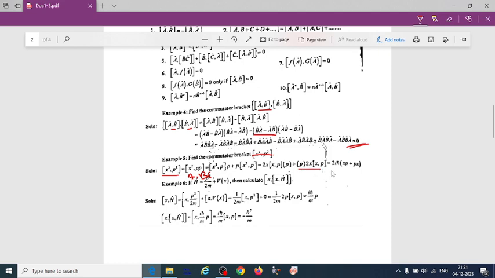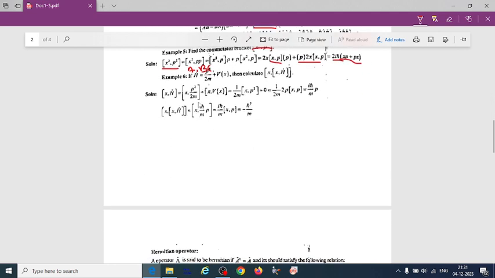What you have to do here? Take 2 x comma p, is what? Earlier what we have got? IH cross. So here you can take 2 IH cross common. So inside the bracket what we are left with? xp plus px. Okay, so this is the answer for the commutation bracket x square comma p square.